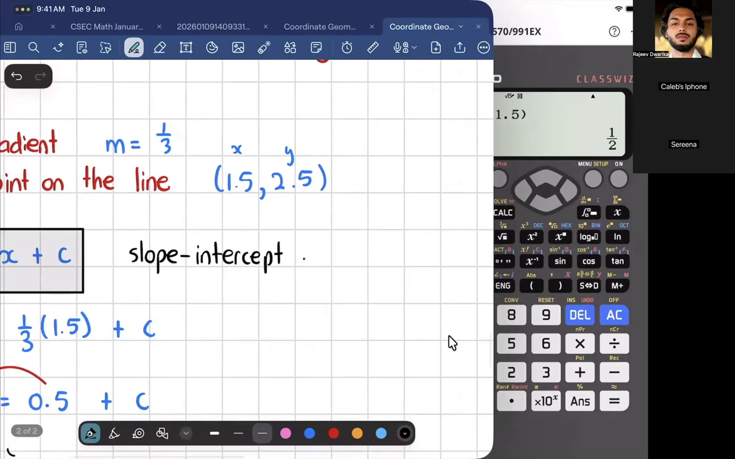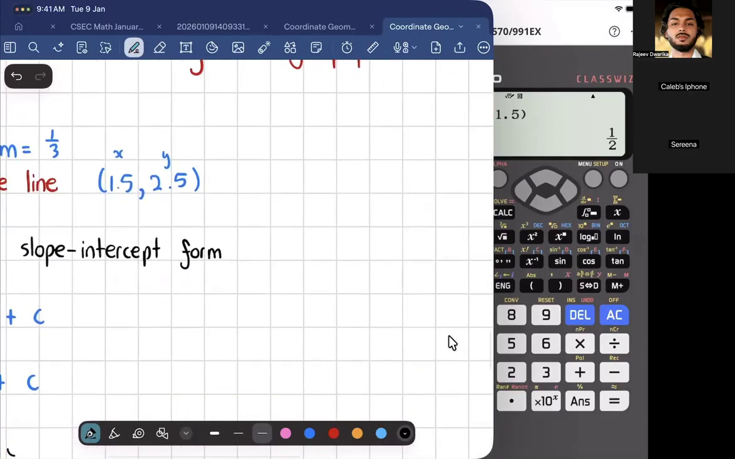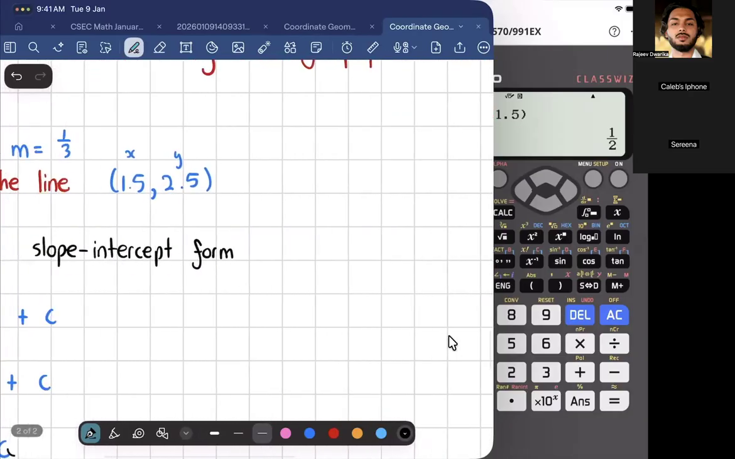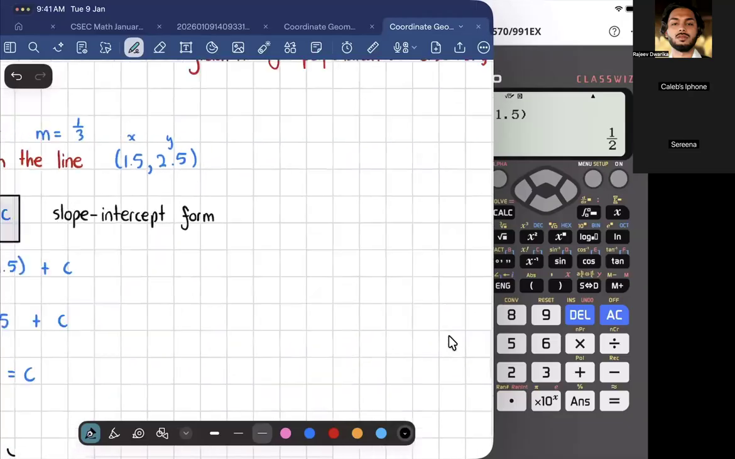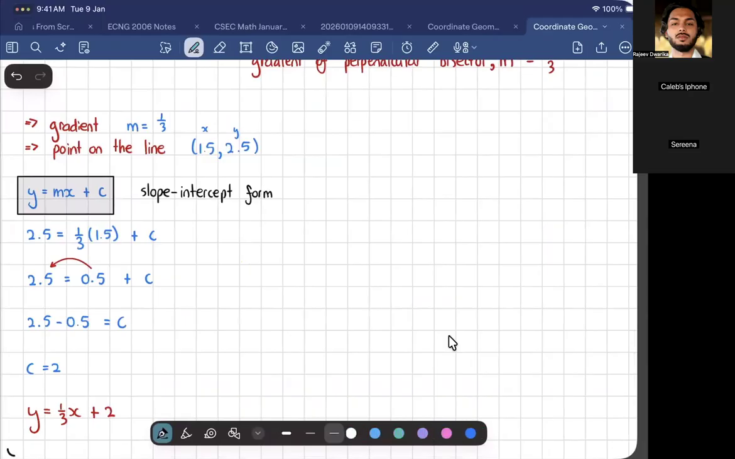Do you know that, Serena? Yes, sir. Well, now you know, right? And there's another form though. There's the slope point form. Do you know the slope point form by chance? No, sir. No? Okay, don't worry. I'll show you it.